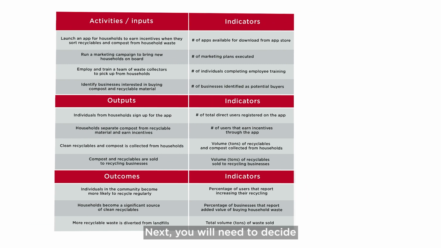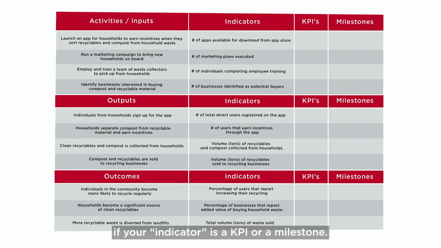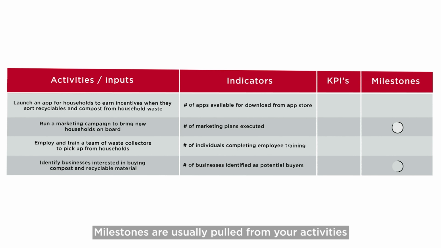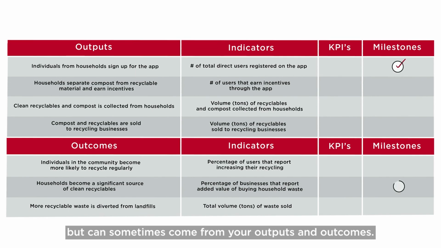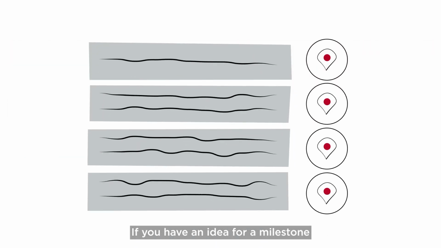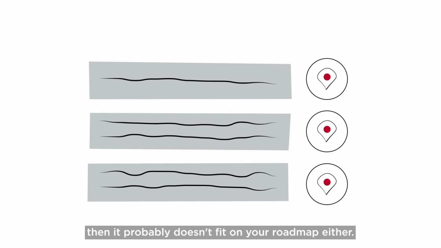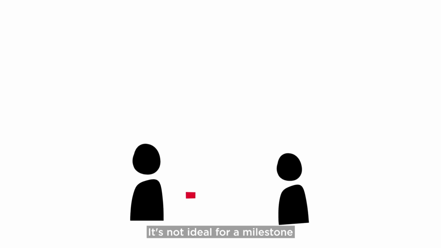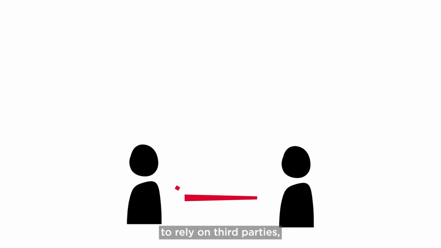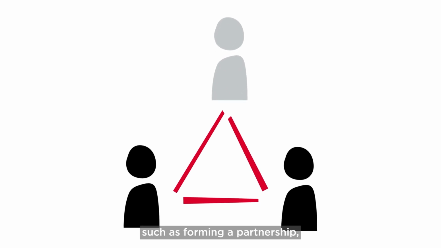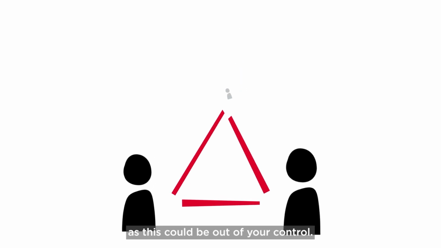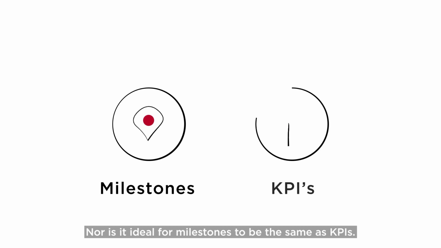Next, you will need to decide if your indicator is a KPI or a milestone. Milestones are usually pulled from your activities, but can sometimes come from your outputs and outcomes. If you have an idea for a milestone that doesn't align with your table, then it probably doesn't fit on your roadmap either. It's not ideal for a milestone to rely on third parties, such as forming a partnership, as this could be out of your control. Nor is it ideal for milestones to be the same as KPIs.